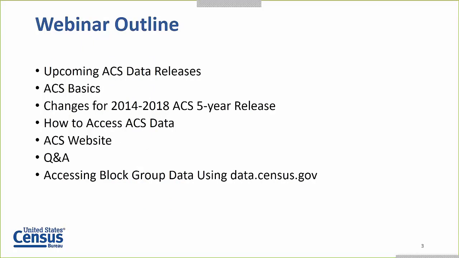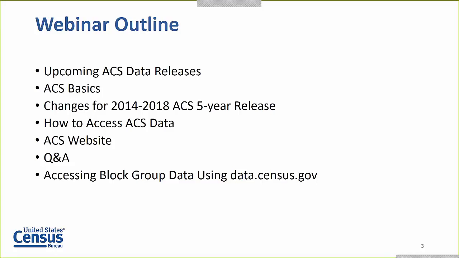Here's an overview of what we're planning to cover today. First, I'll talk about next week's American Community Survey data release and our upcoming releases in 2020. Then I will turn it over to Gretchen, and she will give a brief overview of the American Community Survey and cover the changes from last year. She will walk through various tools used to access our products and where we can find much of the information covered in today's webinar on our website. After a question and answer session, Tyson will give a quick walkthrough of how to access block group level data and our new data dissemination tool, data.census.gov.